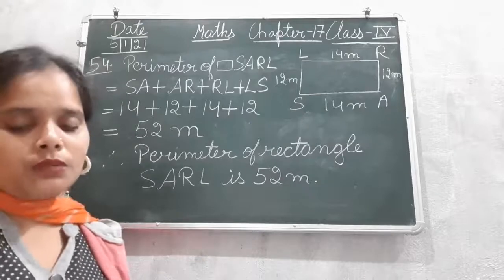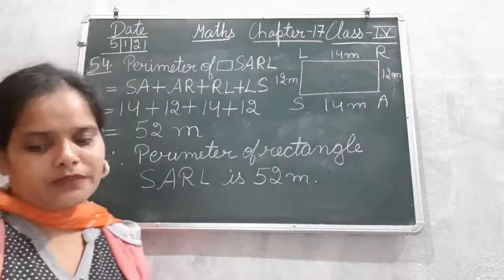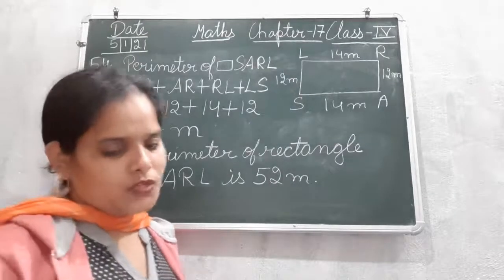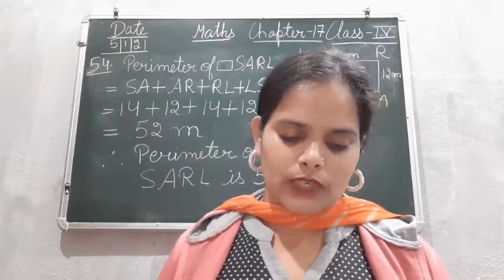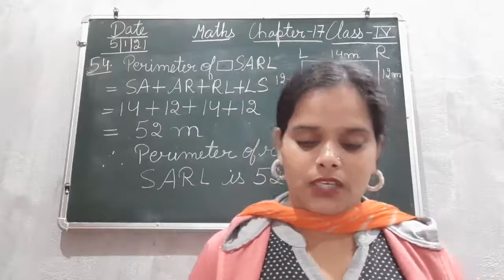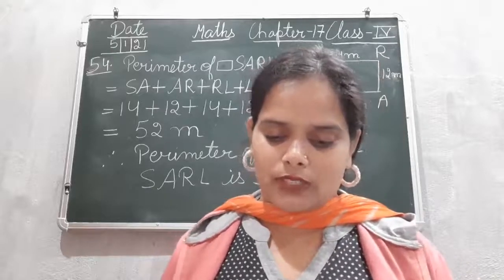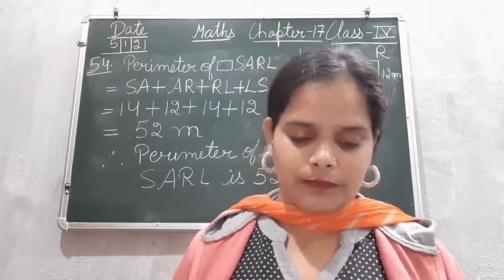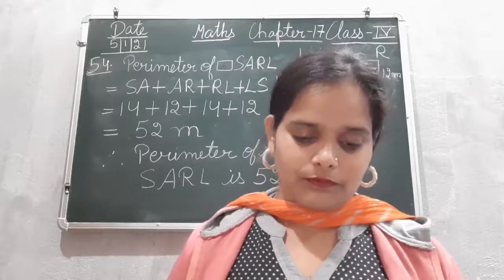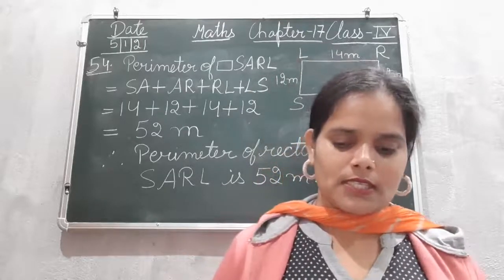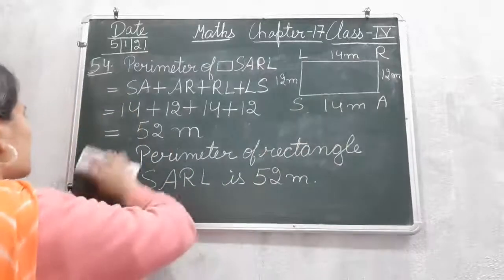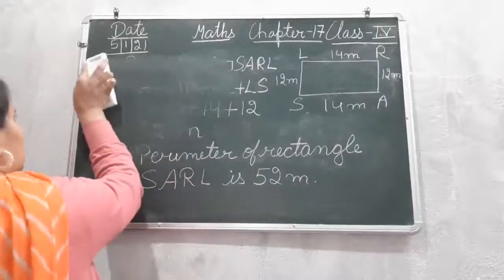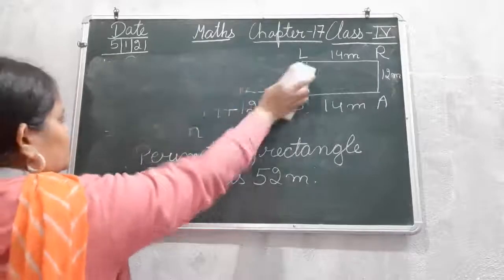Now moving next to question number 55. A boy goes 3 times round a rectangular field whose sides are 25 meter and 19 meter long. How much distance does he cover? तो देखिए बिल्कुल इसी की तरह है, बस इसमें थोड़ा सा change है, that I will explain you with this sum.